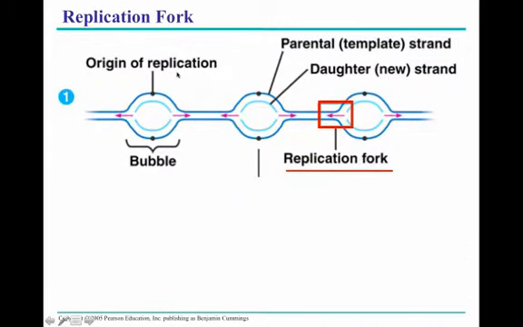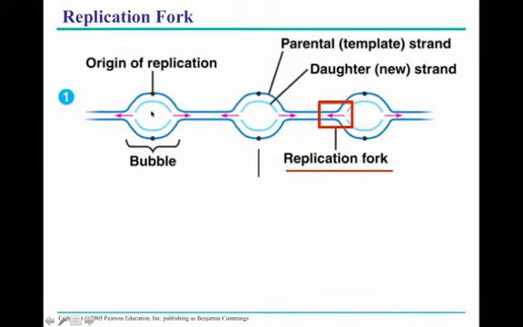Okay. So some more key terms here with replication. We have our replication forks and replication bubbles. So here we have our old strands in dark blue, the new strands forming in light blue, and we see along the DNA molecule we have several points of origin of replication, or replication occurring at several points along the molecule, and this is to allow the process to occur in a timely fashion.